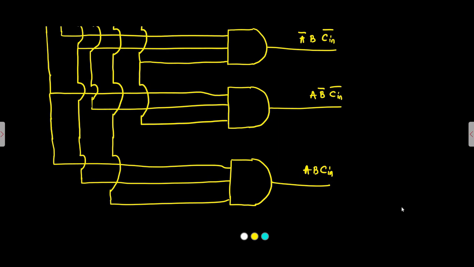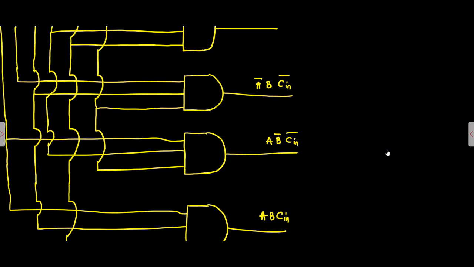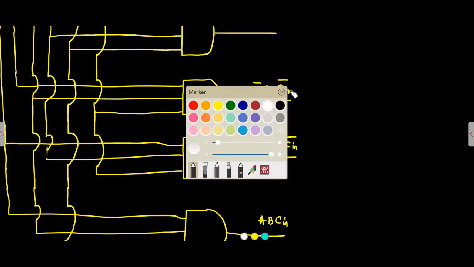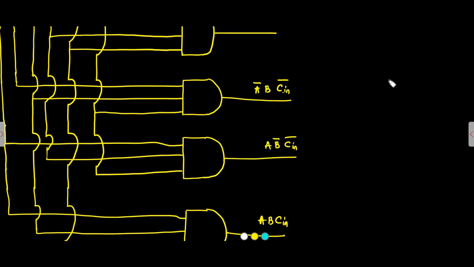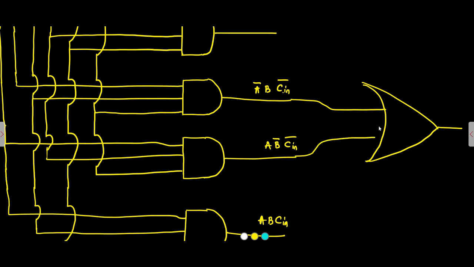A 4 input OR gate basically has 2 input OR gates inside it combined together. So we have to sum them together, OR them together. So finally we have the sum: A bar B bar C in, A bar B C in bar, A B bar C in bar, A B C in. So this is the sum.